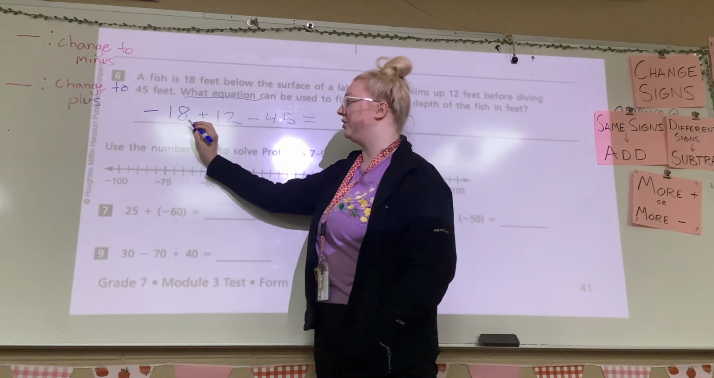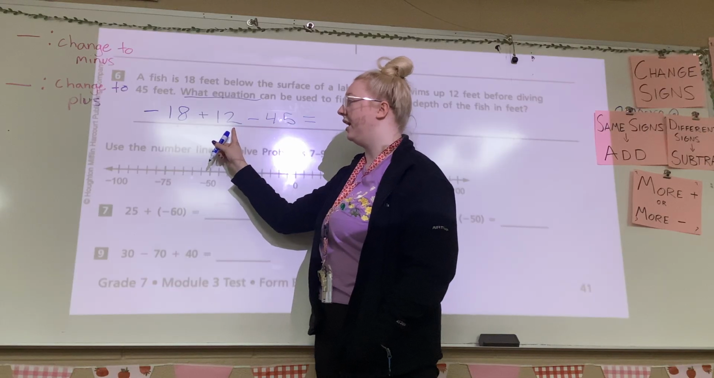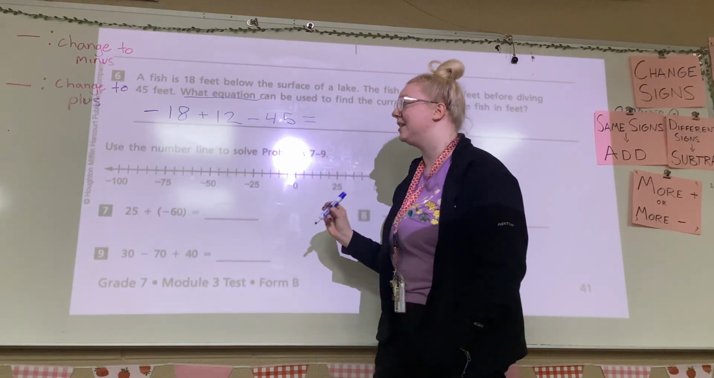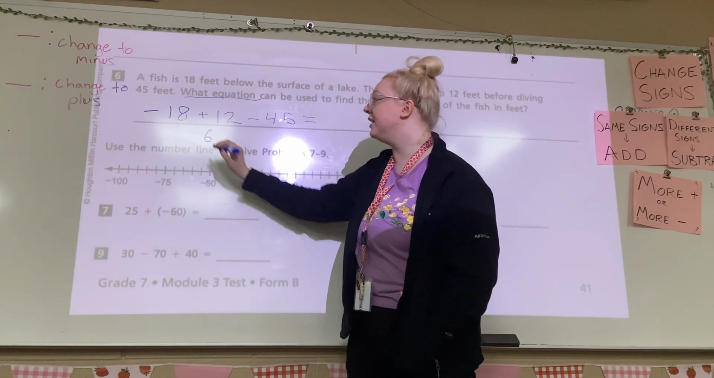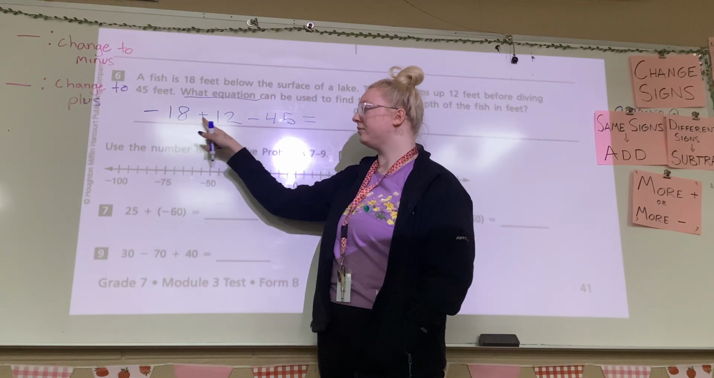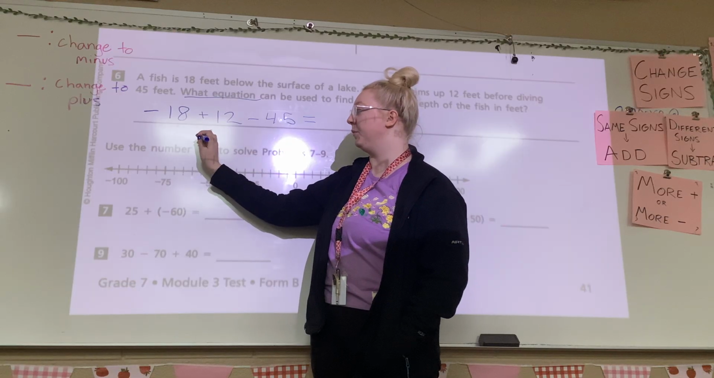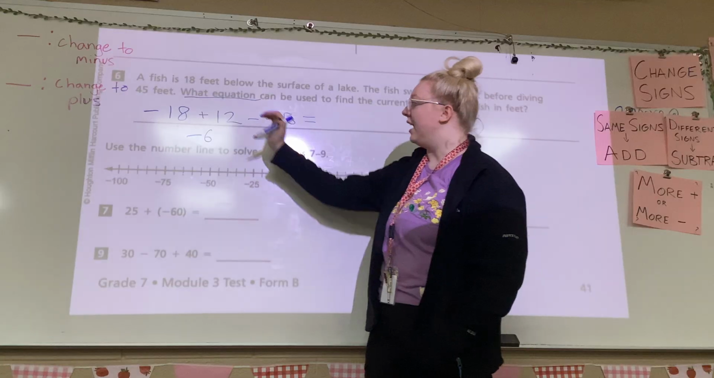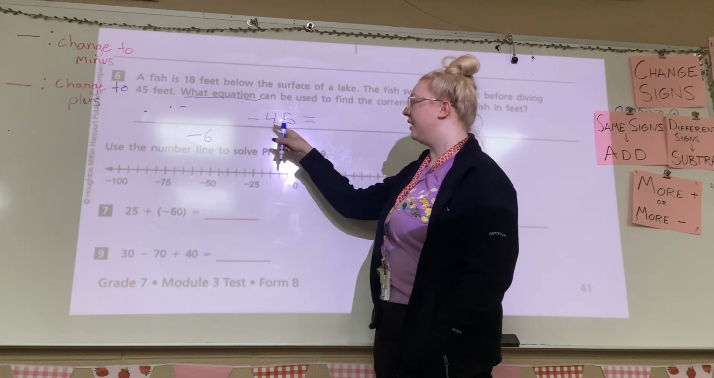Just start with your first two numbers. Negative 18 and positive 12. Okay. Our signs are different, so we can just subtract 18 and 12. 18 minus 12 is 6. But are there more negatives or more positives? We have 18 negatives and 12 positives. We have more negatives. Okay. So that deals with these two. Okay, now we have negative 45.